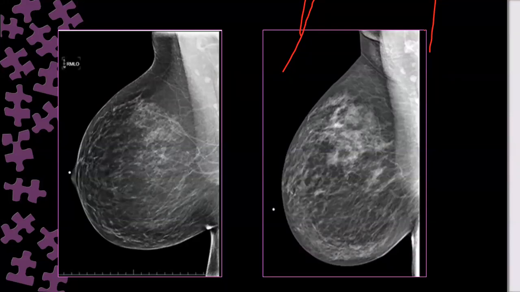What do you think? There is also a skin fold in the first image. Okay. What else? There is poor contrast and poor compression.